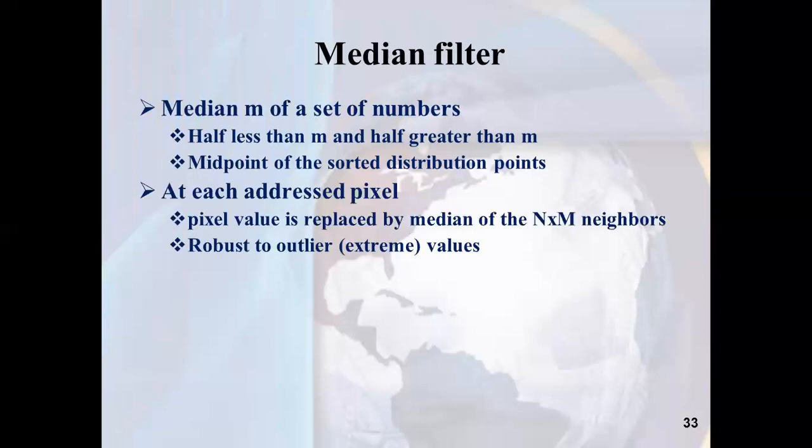So at each pixel address, the pixel value is replaced by the median of the m times m neighborhood, and this method is very robust to outlier extreme values.